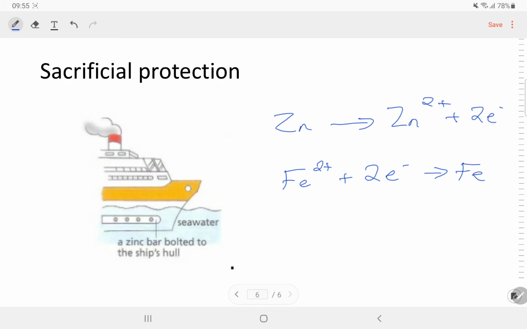So you need to make sure that you understand what's going on in each of these three cases, and why sacrificial protection is a redox reaction and how the zinc tends to react within that.